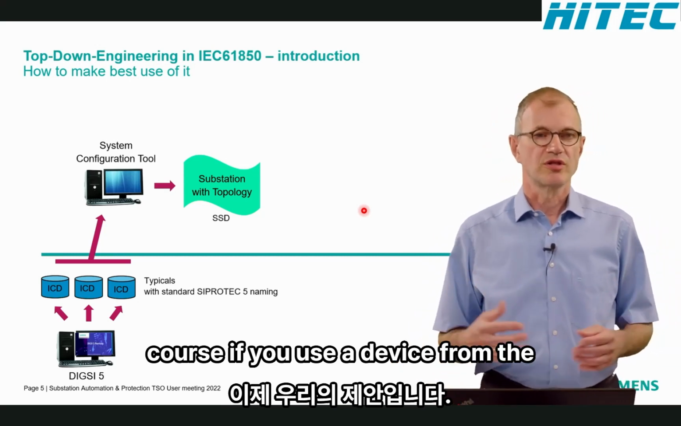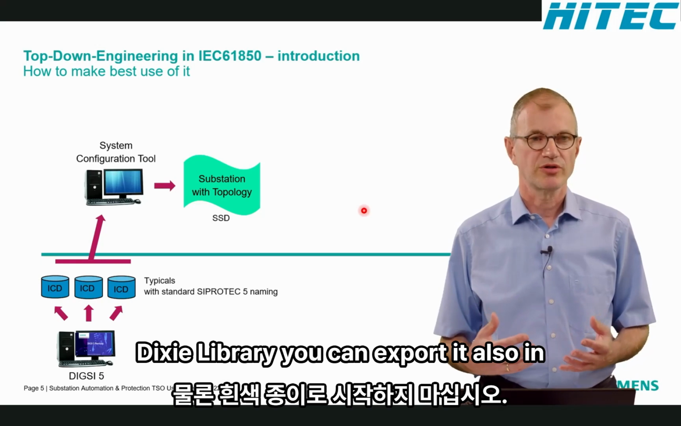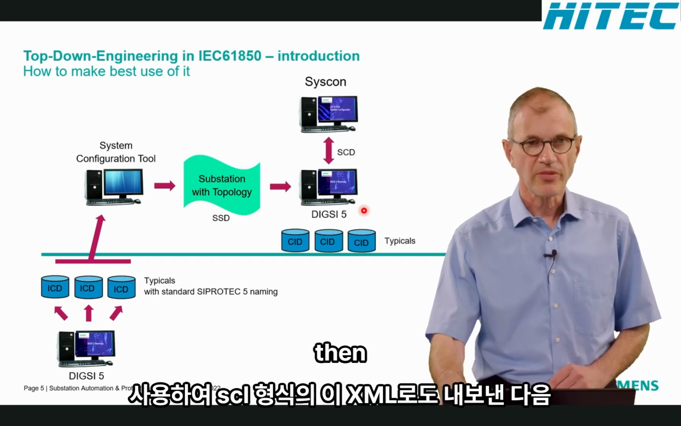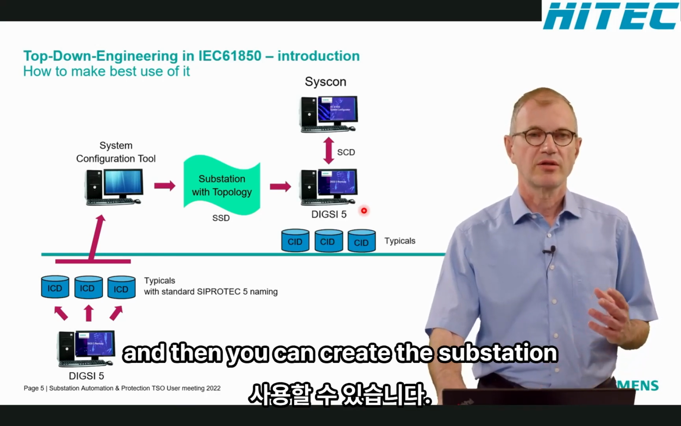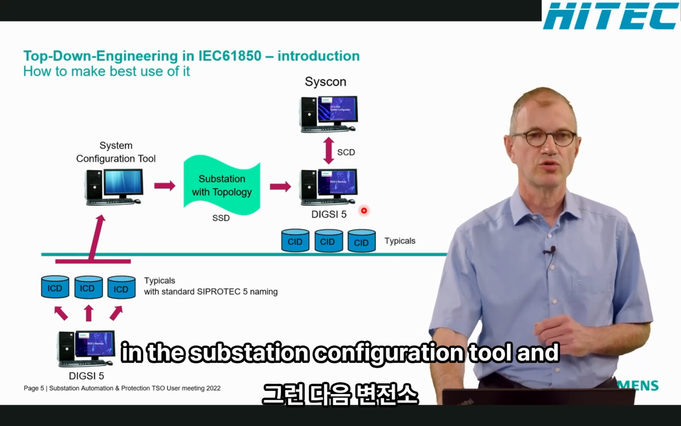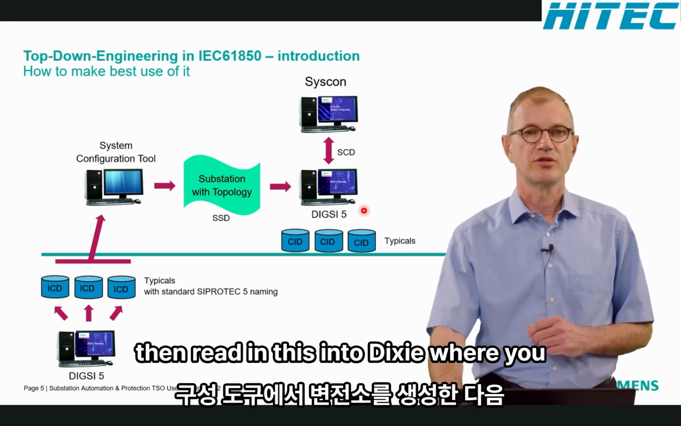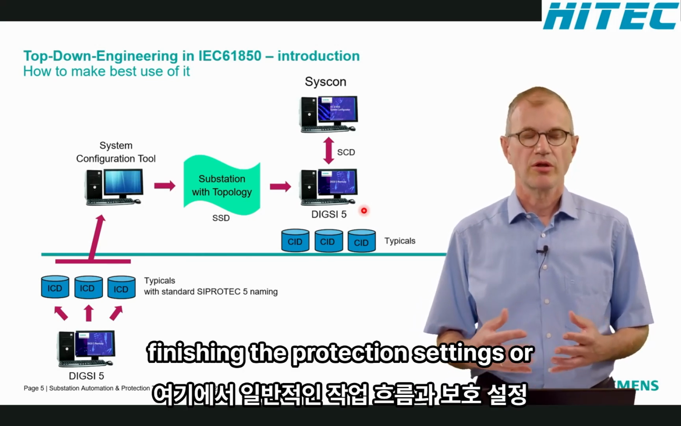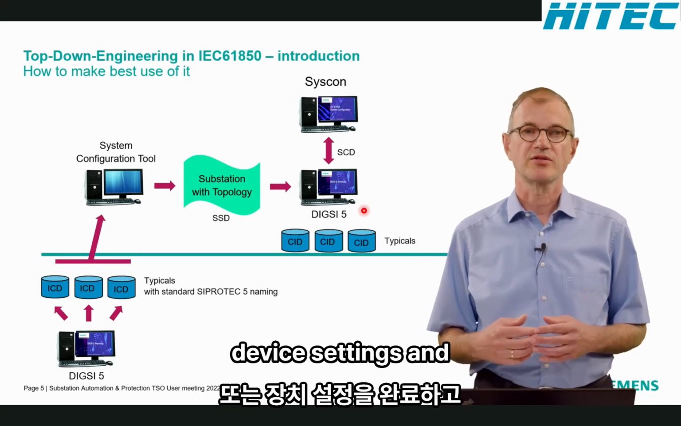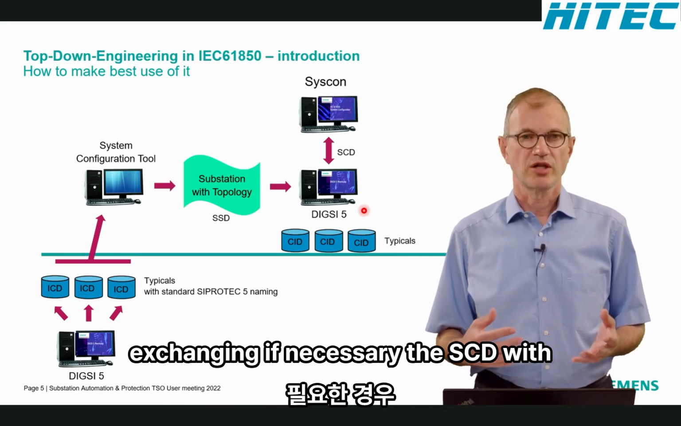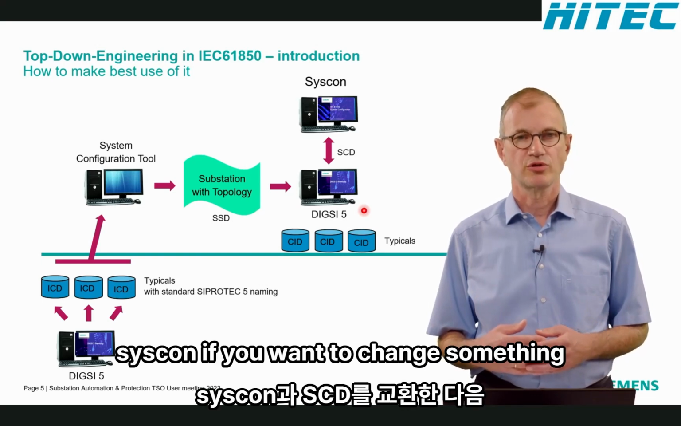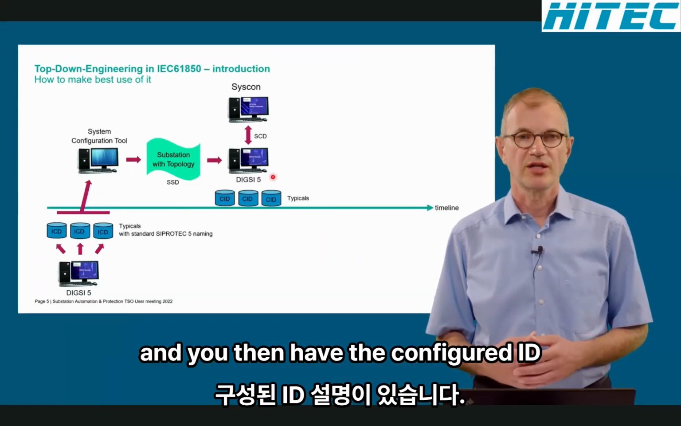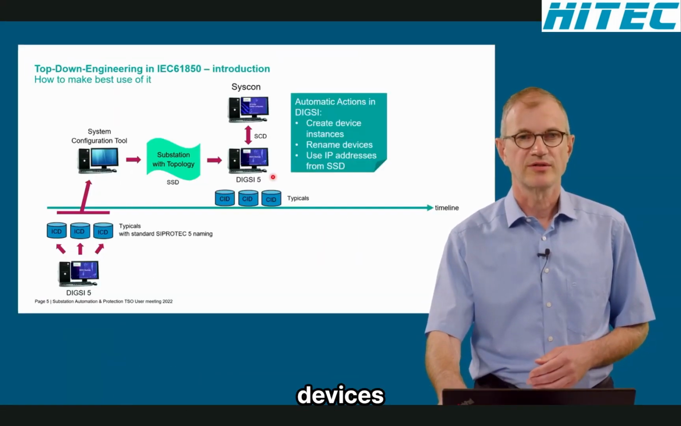Of course, if you use a device from the DIGSI library, you can export it also in this XML, in the SCL format, and use it then. And then you can create the substation in the substation configuration tool and then read this into DIGSI, where you have the usual workflow in finishing the protection settings or device settings and exchanging, if necessary, the SCD with SysCon if you want to change something in the GOOSEs. And you then have the configured IED descriptions which you can load into the devices.